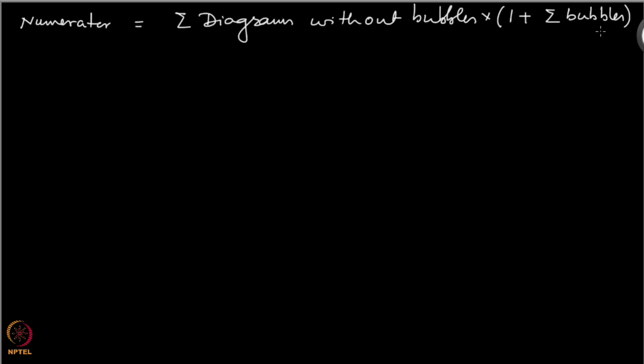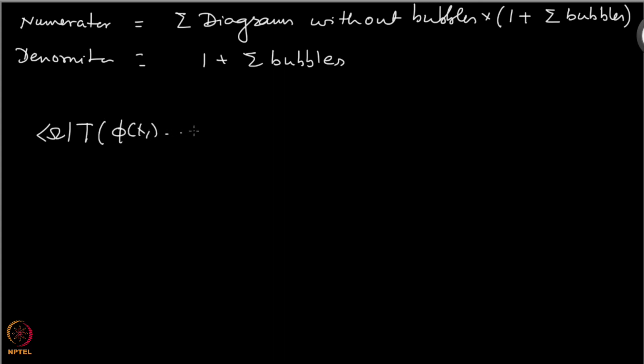The denominator is anyway 1 plus the sum over all bubble diagrams. So you see now that the 1 plus bubbles in the numerator and the 1 plus bubbles in the denominator cancel, because we have shown that the numeric factors are identical in these cases. So what you get eventually is that the n-point Green's function can be written as only the sum of diagrams without bubbles.